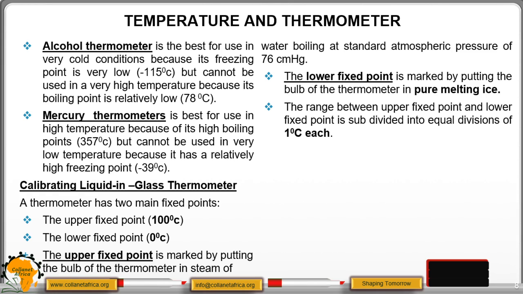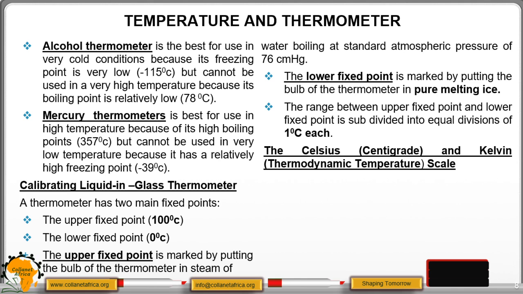Then the range, remember now you have marked the upper and the lower. The range between them is subdivided into equal divisions, and each division is given 1 degree Celsius. So therefore you will have the scale of your thermometer.